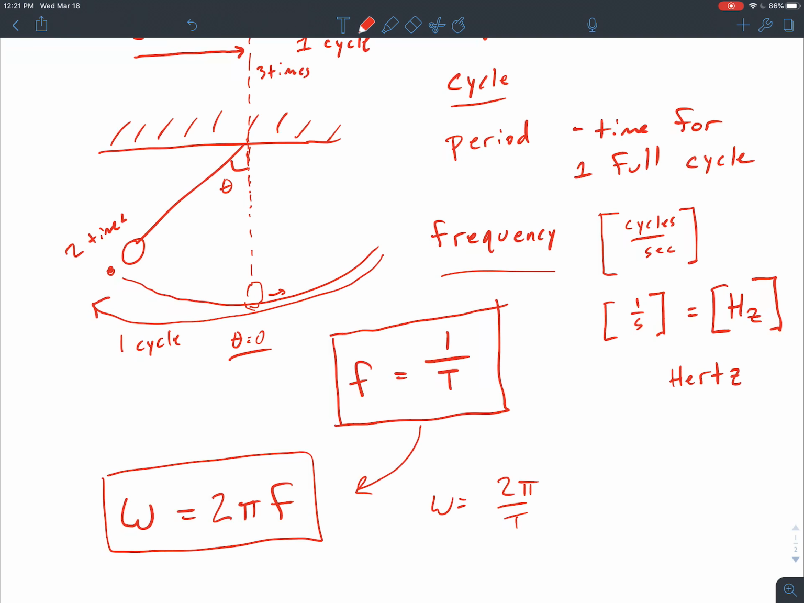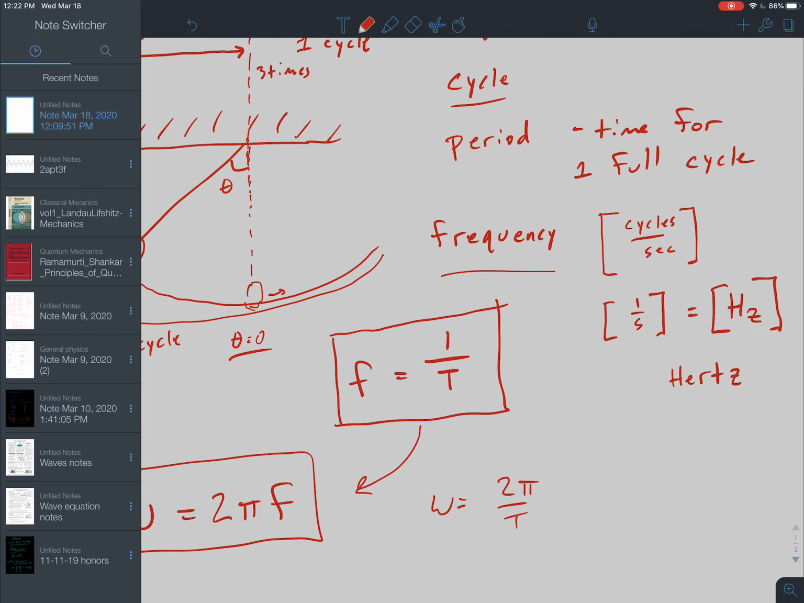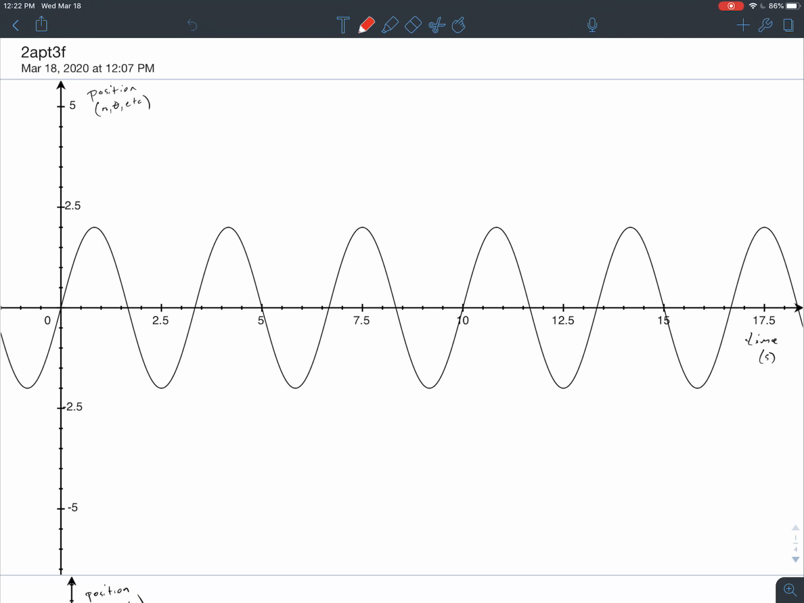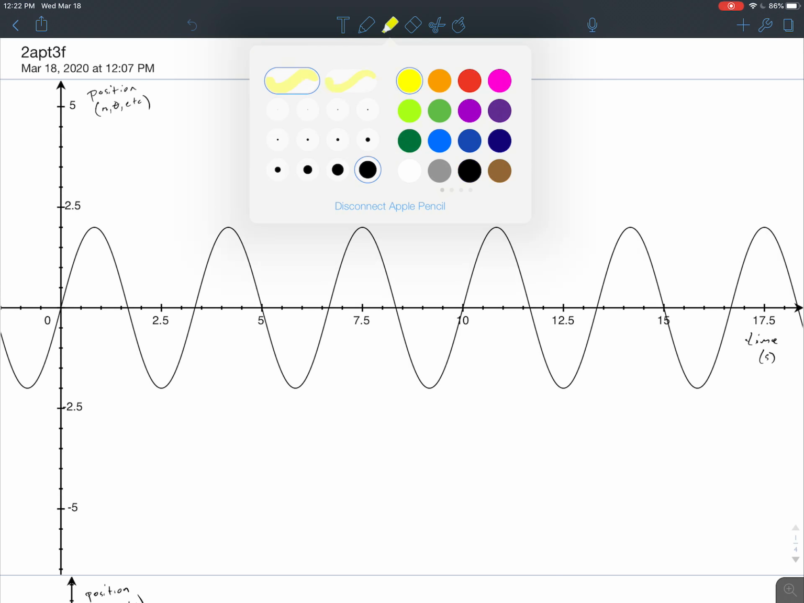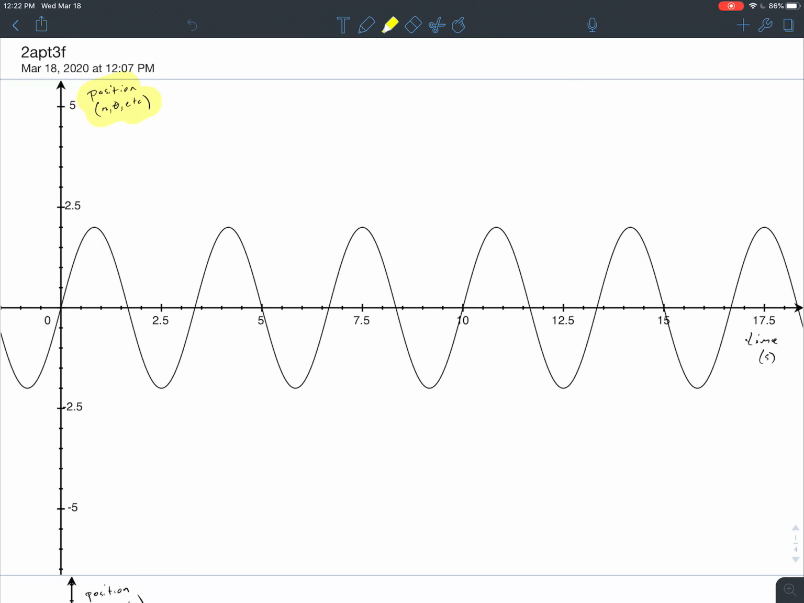I'll look at a couple graphs real quick. So notice these graphs are position, oh, that was big, versus time. Because when we get into waves, it's going to be position versus displacement, but we'll talk about that next week.